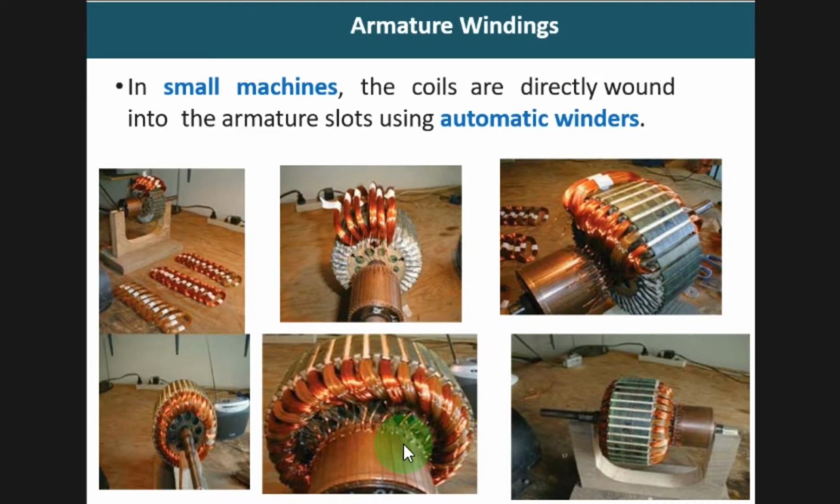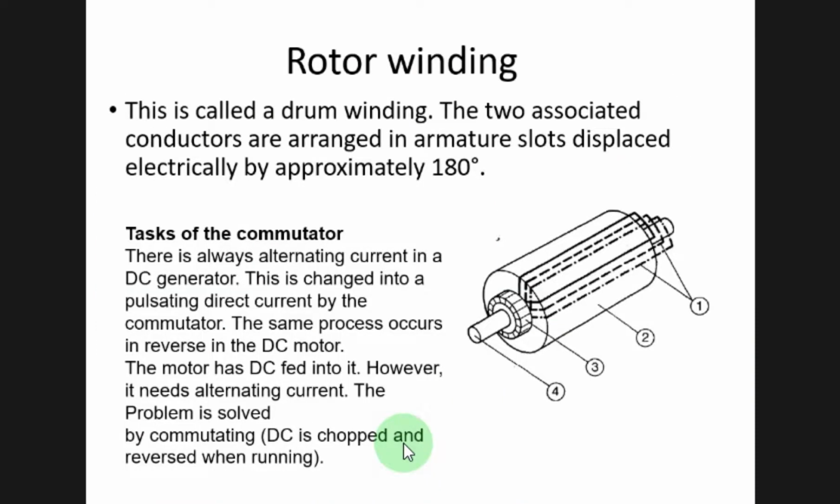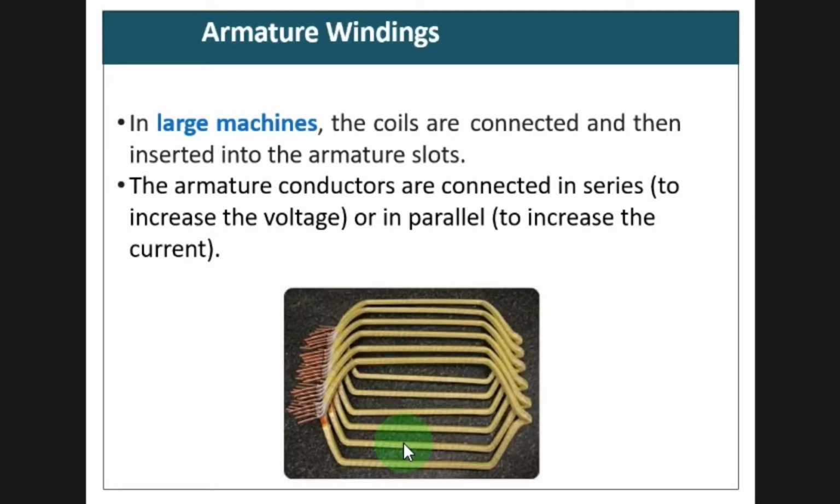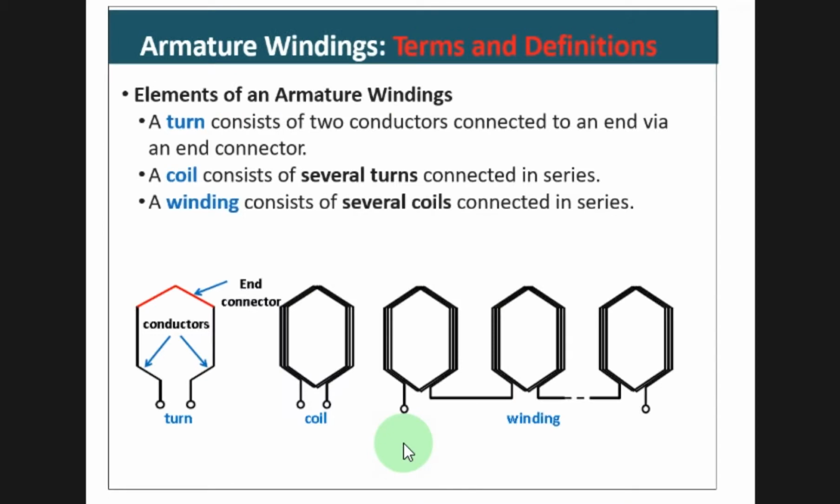If there are small windings, we said that we can wind the coils onto the stator using either machines, automatic winders, or manually. But in the case of large machines, coils are connected and then inserted into the armature slots. Then I will continue from that point onward regarding the windings.